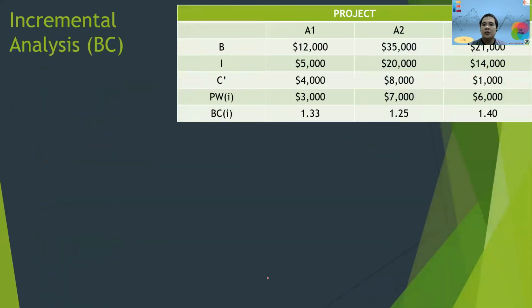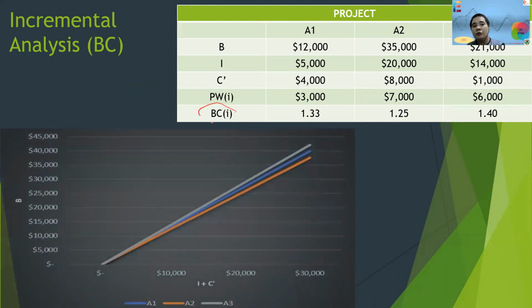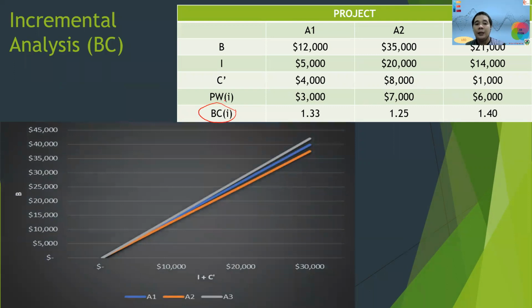Now, since you are still undecided on which alternative to choose, you can compute for the incremental analysis. So basically, you can compute the benefit cost ratio for each. For example, A1 has a BC ratio of 1.33, A2 has a BC ratio of 1.25, and A3 has a BC ratio of 1.40.